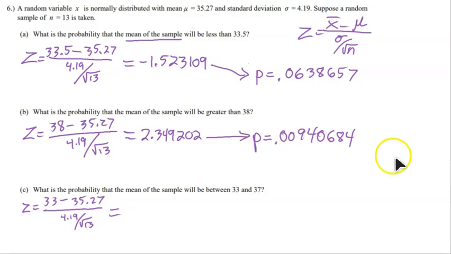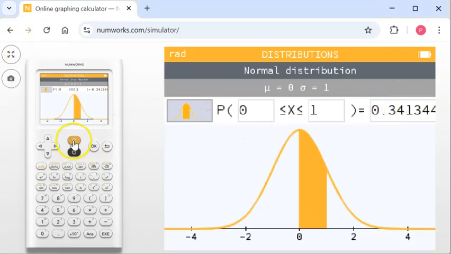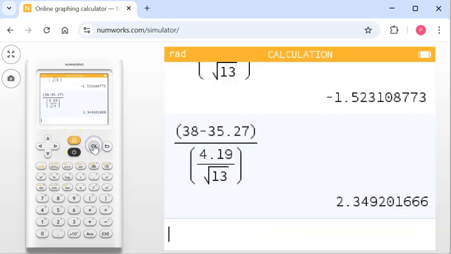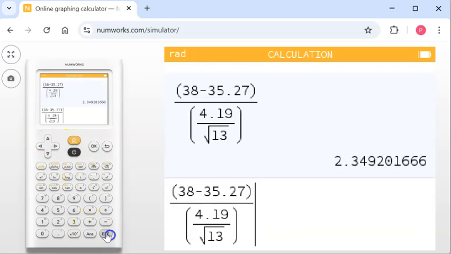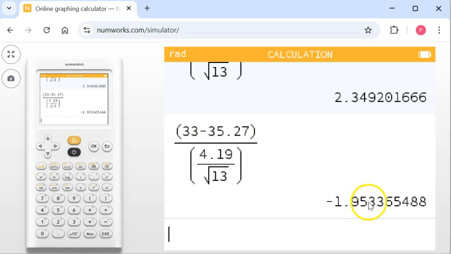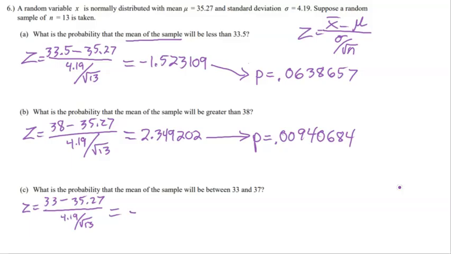Let's go back to our calculator. We'll go home, up to the calculator. We'll grab this again, it's the same calculation. We're just going to change the 38 to a 33. And so the z-score here is negative 1.953365. So that's one of our z-scores. That goes with 33. Now we need a z-score for 37.